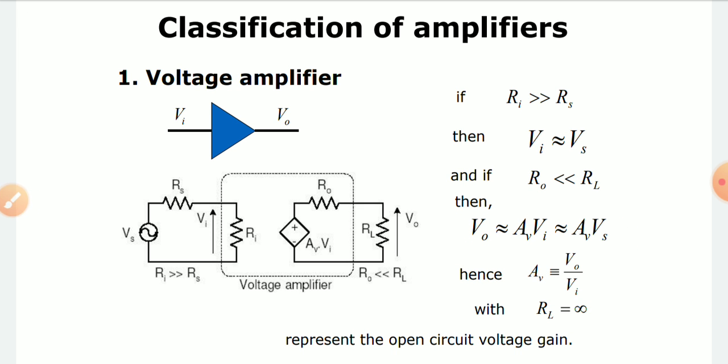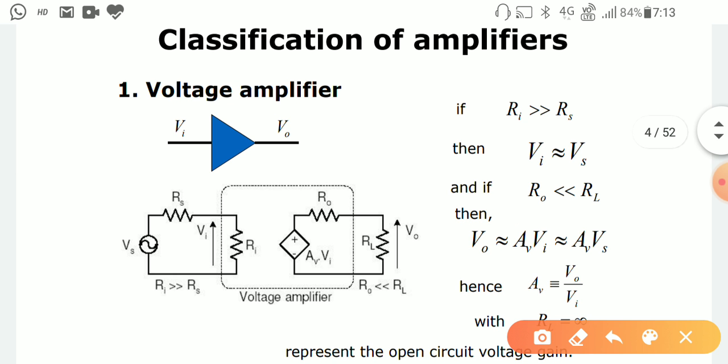If the load side impedance is very high, then RL, if it is infinity, means the output side circuit can be considered to tend to the open circuit form, and this represents the open circuit voltage gain also.